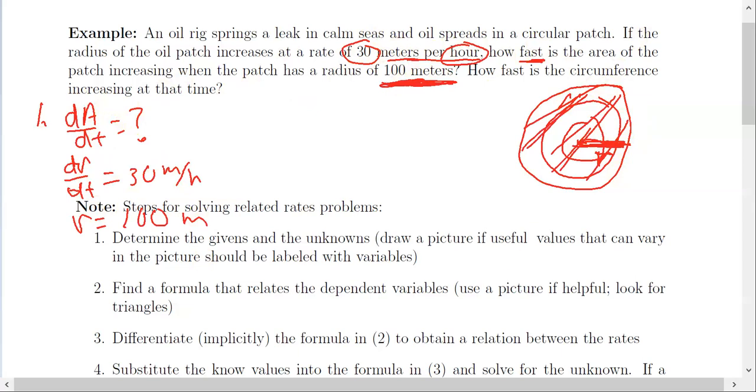So there's my step one. I drew a picture. I don't really need it in this problem other than to keep my bearings straight, and not to put the 100 in place of the R. The R is changing. But I've got my unknown, that's what I'm trying to figure out, solve for, and then my knowns.